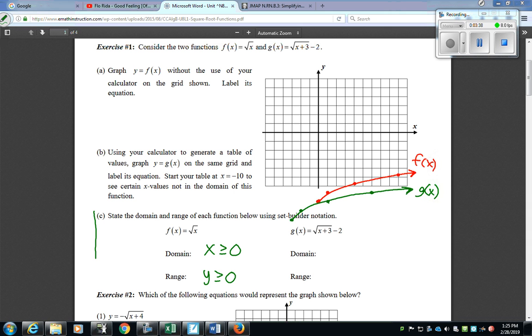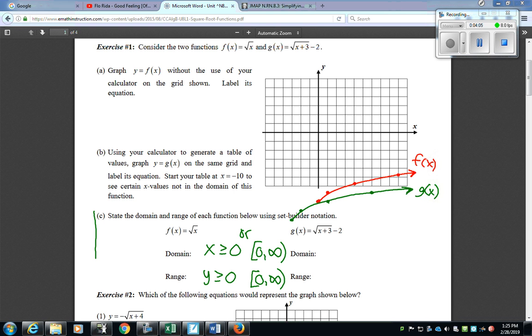You can also use interval notation, which in this case would be 0 up to infinity, and similarly for the y values, you have 0 to infinity. So there are options. Either one will work. Just be careful with the infinity, make sure it's in parentheses because there's no actual infinity value.